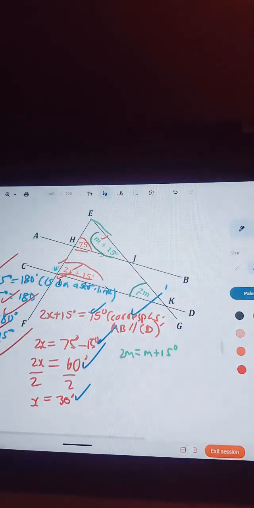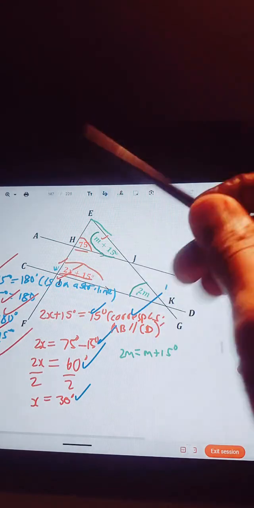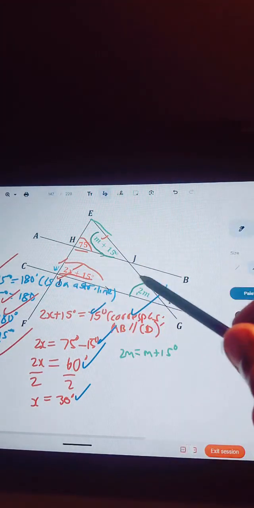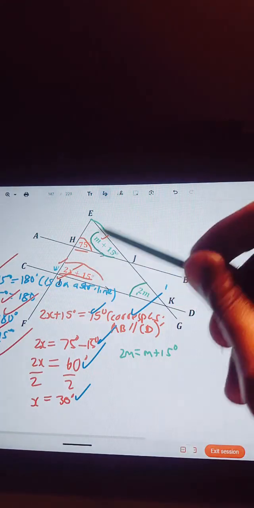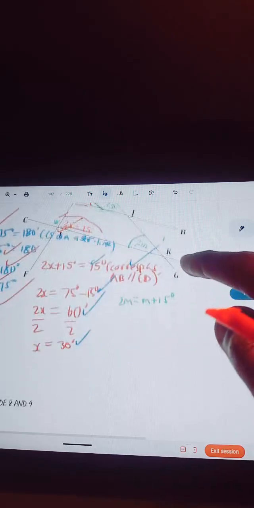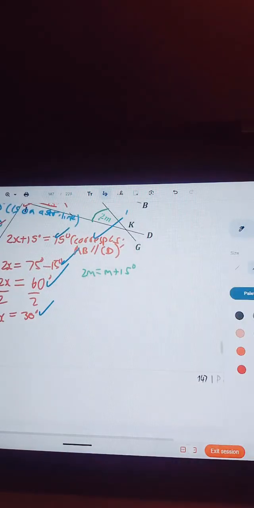Why? F shape, top, top. On the same side of the transversal line, the top of this line, same position, the top of that line. These two angles are equal. So 2m is equal to m plus 15. What's the reason?